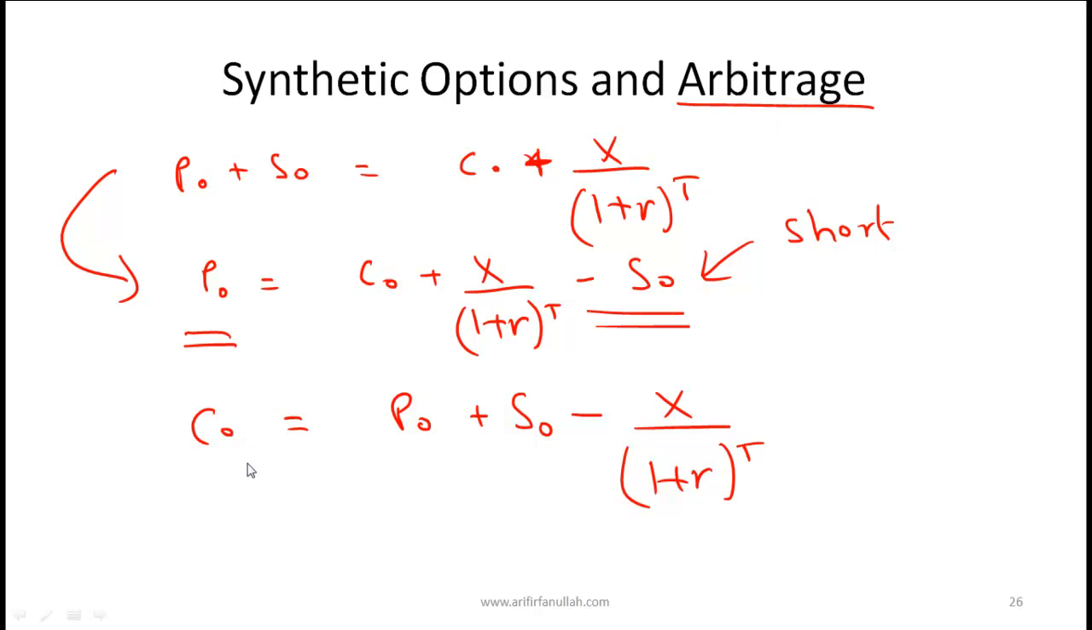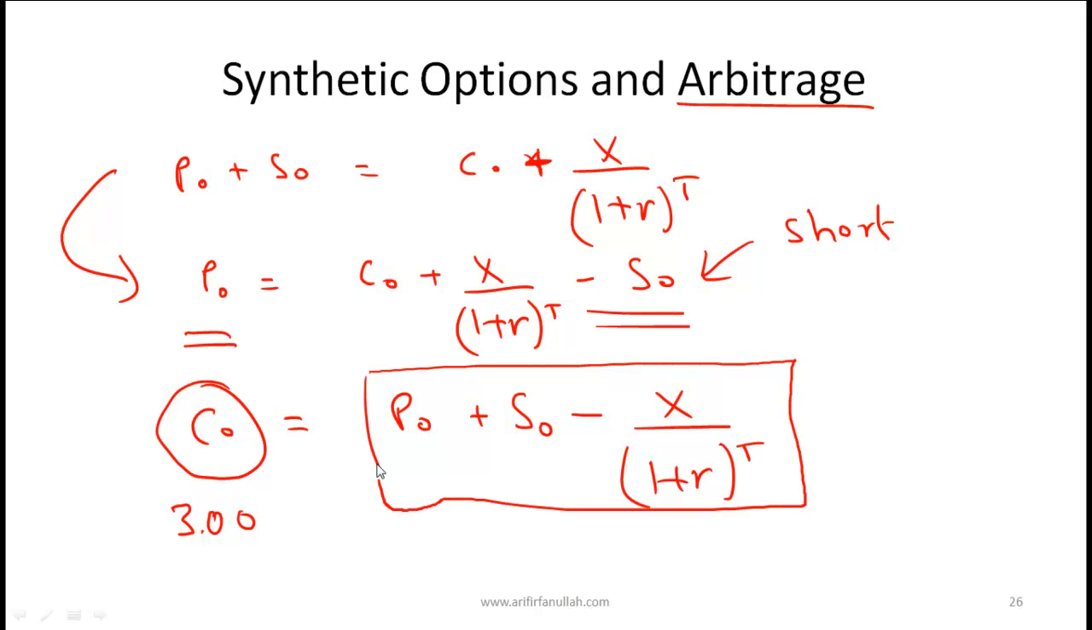The idea is simple. If we have a situation where the market price of a call option is say 3.00, and we can create this synthetic option by doing this, and let's say that the value of the synthetic option, when we go long the put, long the stock, and short this bond, let's say that this is giving us 3.05. So this means that there is an arbitrage opportunity.